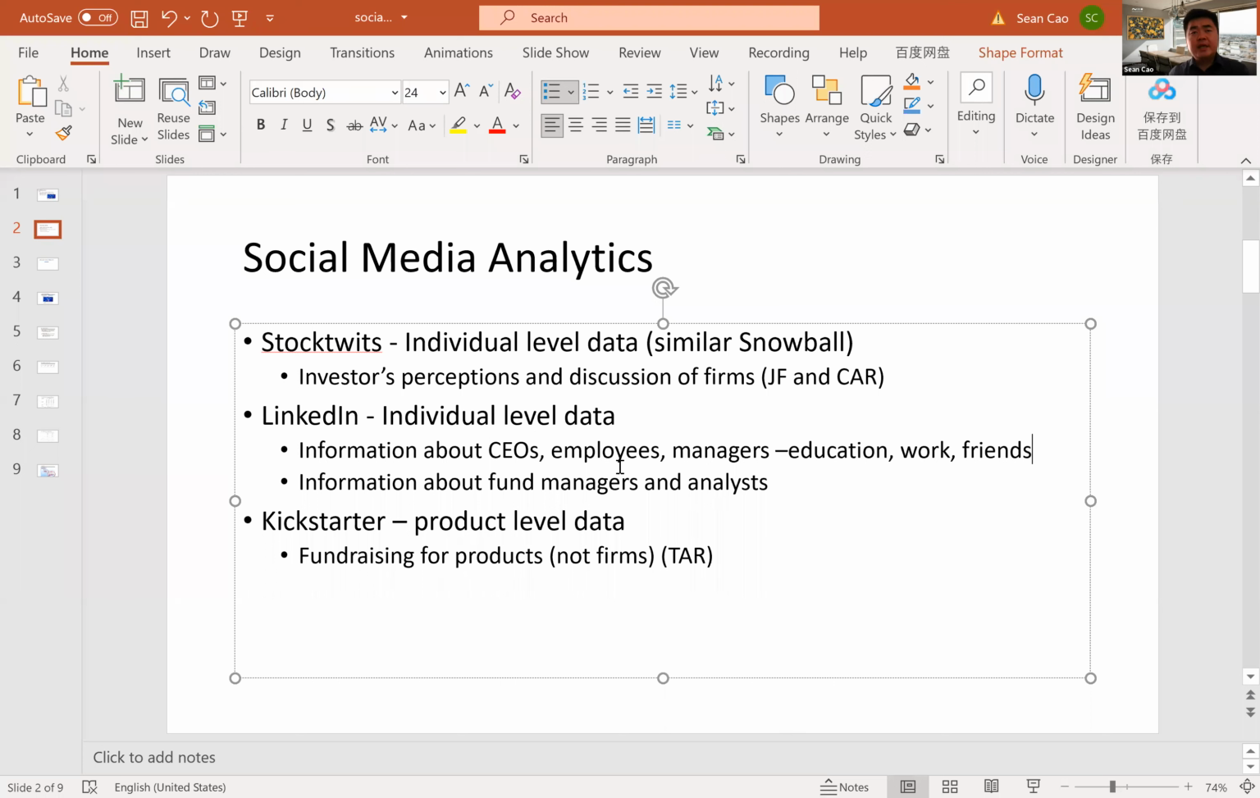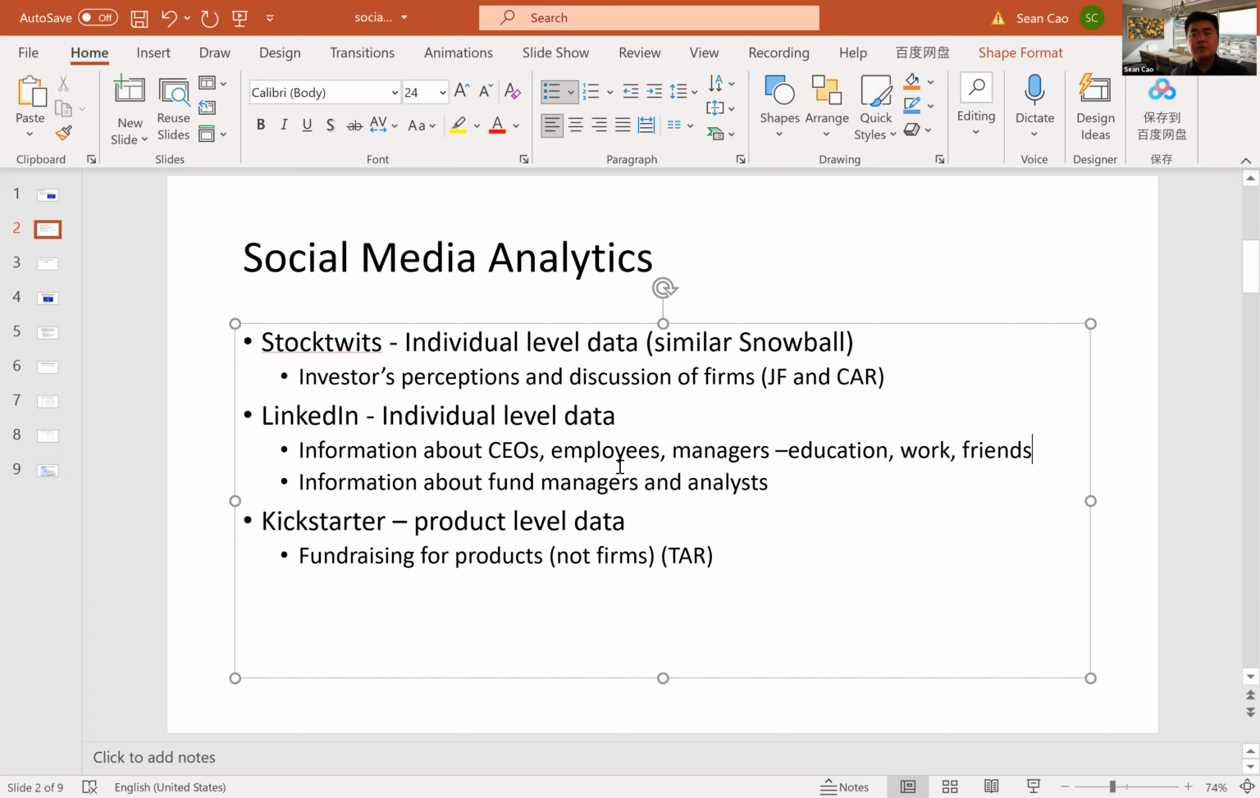So basically, what LinkedIn can do is help you measure the company's human capital. It's about how strong the CEO is, how strong the middle-level managers are, how strong the rank and file employees are. So LinkedIn data can help you measure the human capital of the firm by looking at their past education, working experience, and how many friends they have, their network. Does the CEO have a lot of network? Do you have a lot of network on LinkedIn? These are the information you can use to predict the firm's future performance.